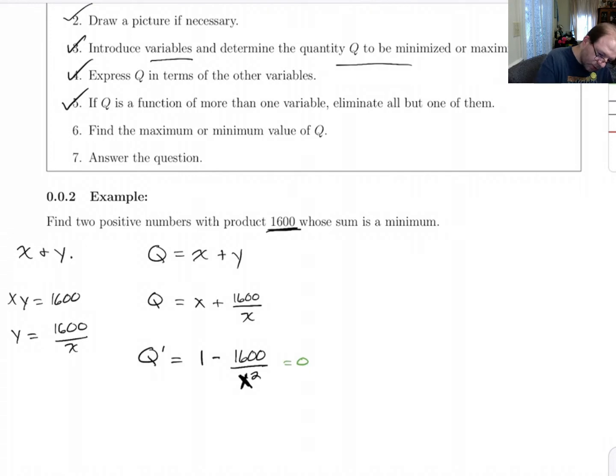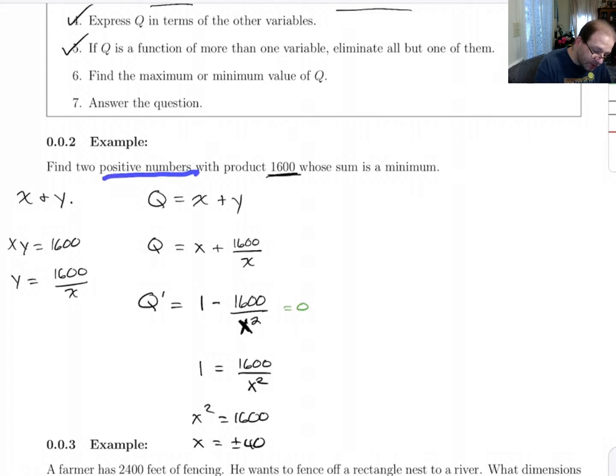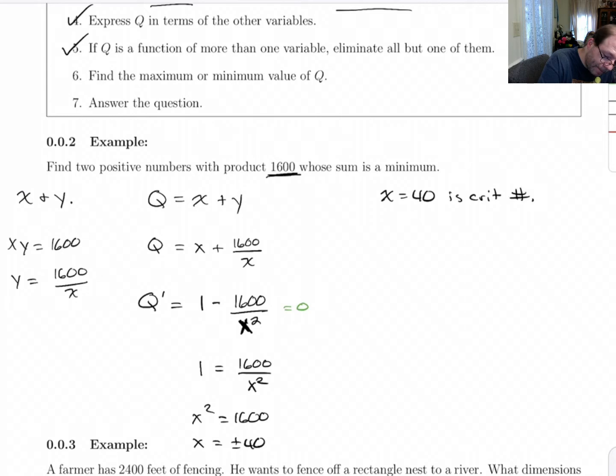So let's see, I'm going to move this to the other side. And so you just get 1 equals 1600 over x squared. And so cross multiply, you get x squared is 1600, where x is plus or minus 40. Now they said that our x and y have to be positive numbers. So x equals 40 is my critical number.